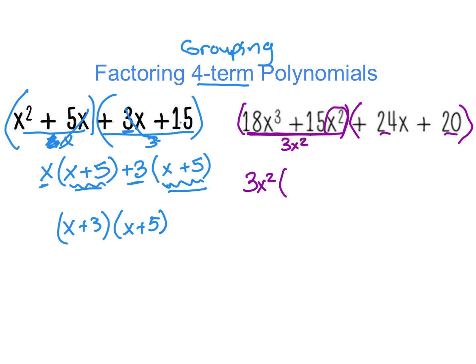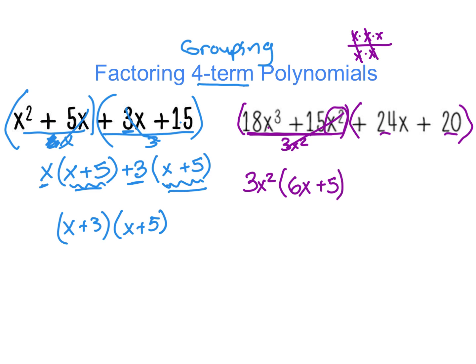Just like we learned in our exponent unit, first let's take the number divided by the number. 18 divided by 3 is 6. And the x to the third divided by x to the second: think about that as x to the third looks like this, x to the second looks like this. If I divide, I just have one positive x left. And 15 divided by 3 is 5. It's positive. And x squared divided by x squared cancels.